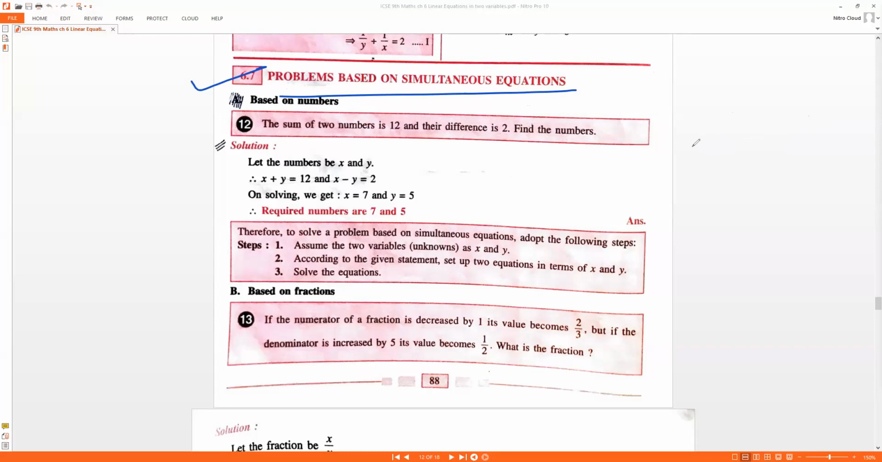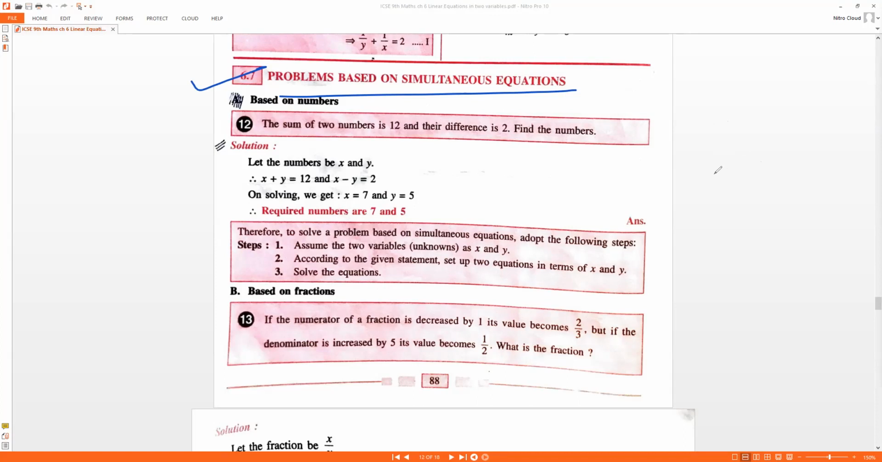problem, correct? And then you have to solve it using any of the methods, okay? So you can use elimination by substitution. You can use elimination by equating coefficient, correct? Or you can also use cross multiplication method, okay? As you find it easy. Whatever method you find easy, you can use it, okay? So basically you have to use two variables.